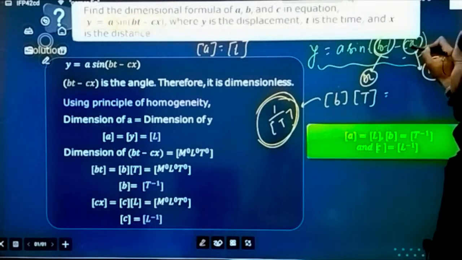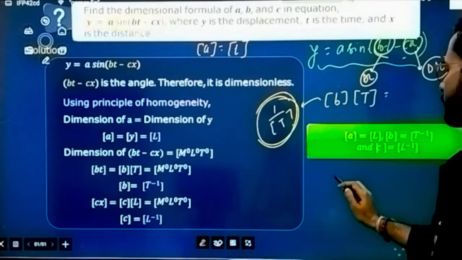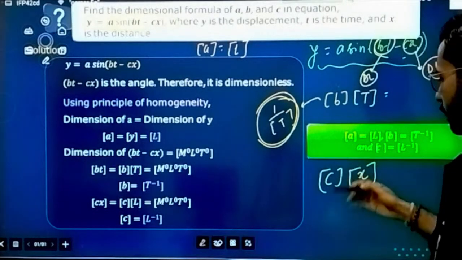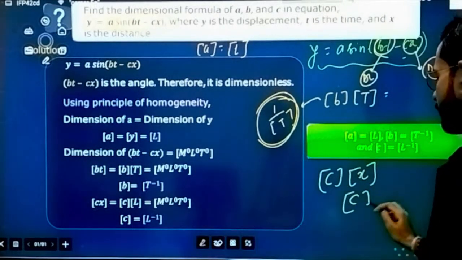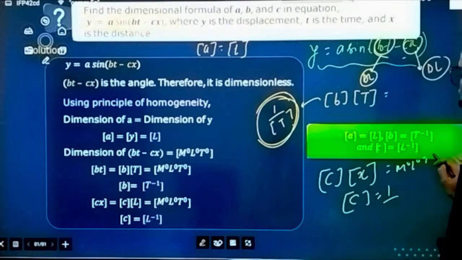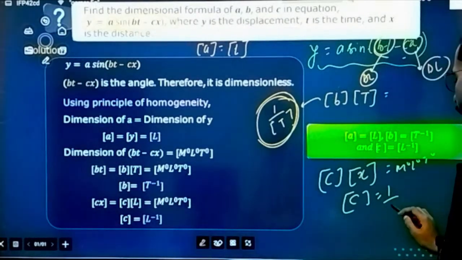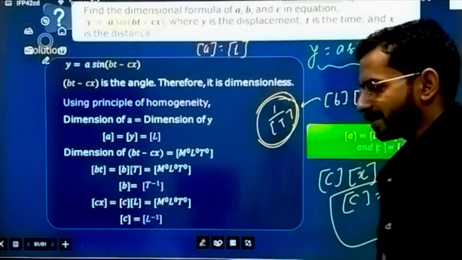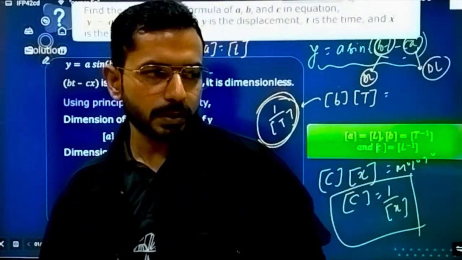Same way you can say for the dimension of C. What will we say about the dimension of C? That the multiplication of C and X should be dimensionless. For making it dimensionless, I can say C is equal to 1 by X. Here you can also say that M0 L0 T0 is equal to 1, and here it will be equal to 1 by X. So these are the dimensions that you are going to get from this question.